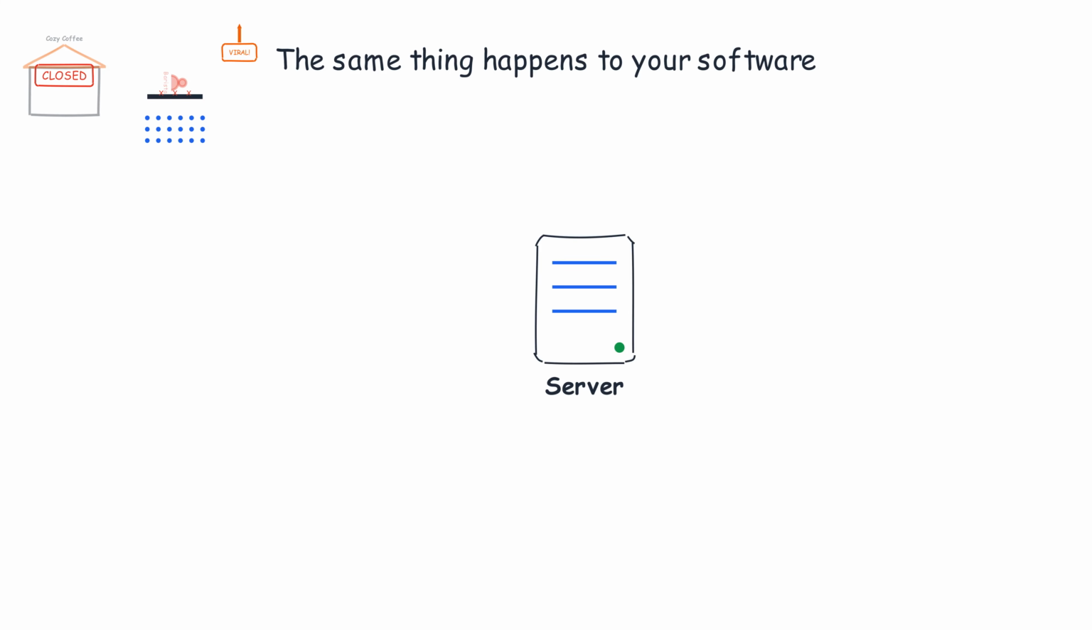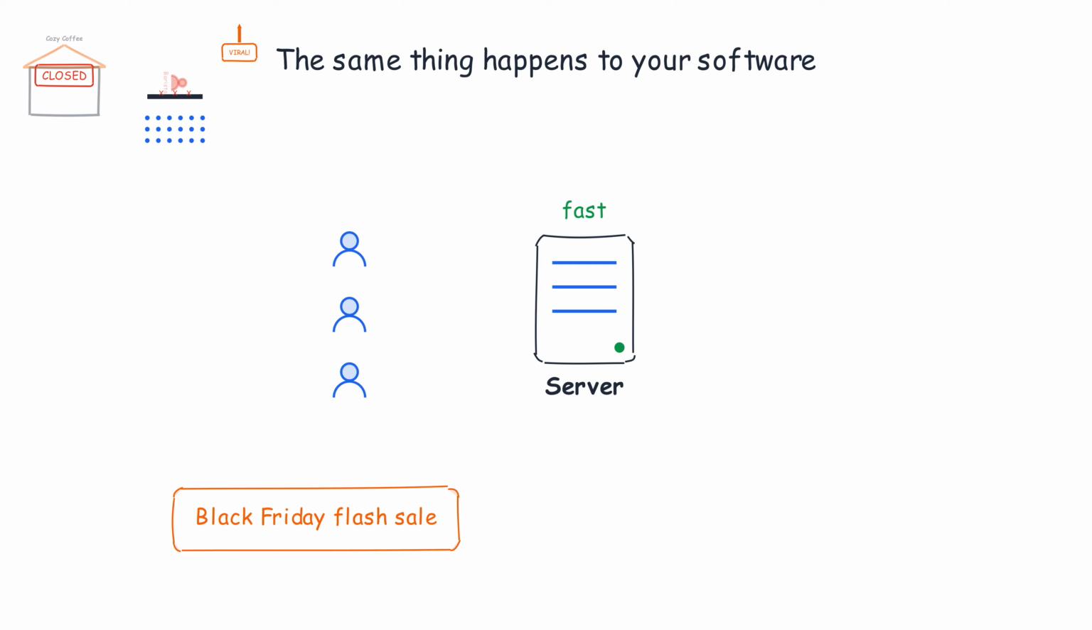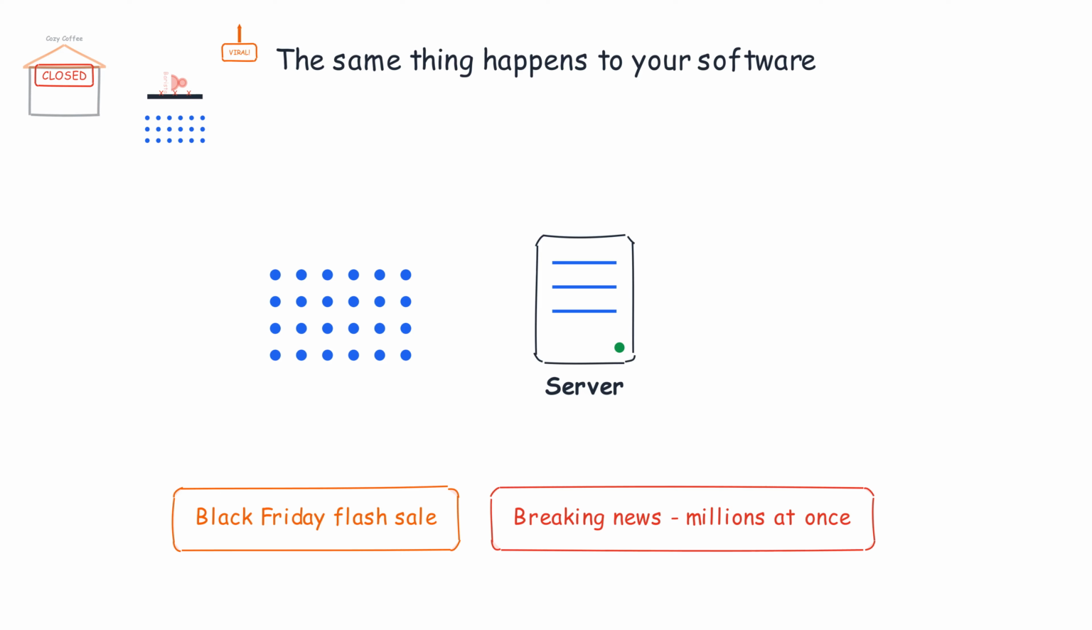This is exactly what happens to software applications. When you launch your app, a single backend server can easily handle a few hundred users. But what happens during a Black Friday flash sale? Or when a massive piece of news breaks and millions hit your website at the exact same second? Your single server runs out of CPU and memory, slows to a crawl, and crashes.